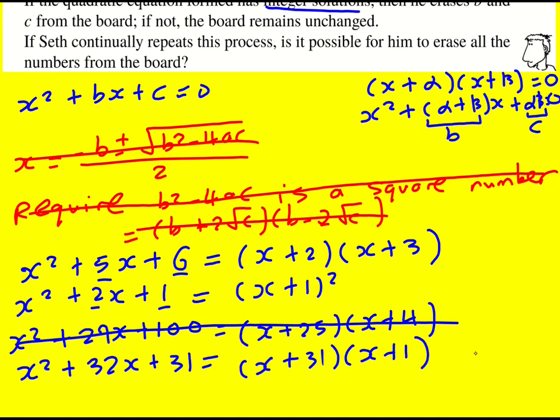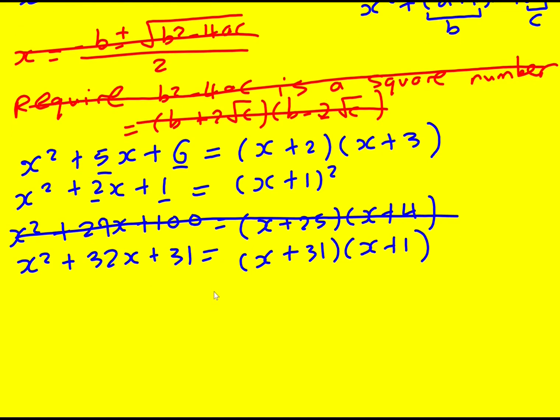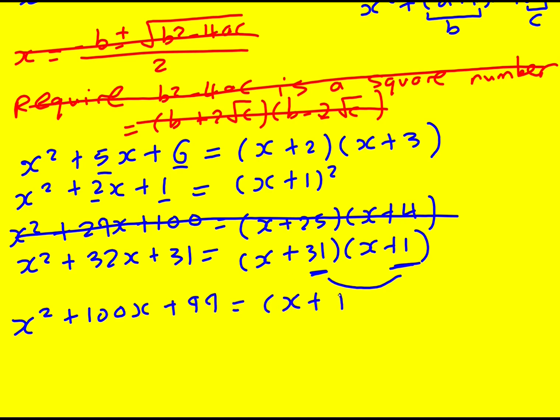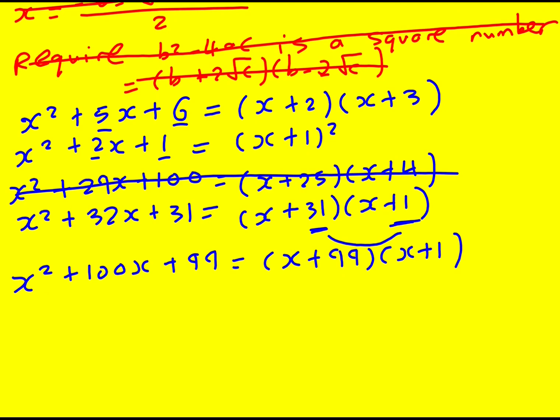And this seems to have hit on something because I've got another consecutive pair. And now I can see that I can use 1 and 31. So when I multiply these, I'm going to get 31. And when I add them, I'm going to get 32. So can we generalize it? I did one more actually. So x squared plus 100x plus 99 gives x plus 99 times x plus 1. And I think at this point I was like, yeah, I've got it.